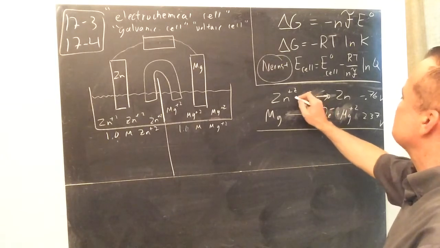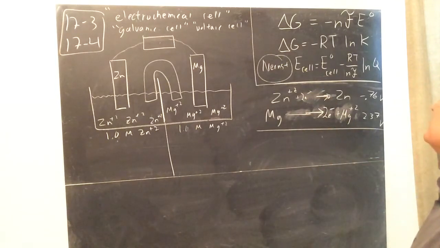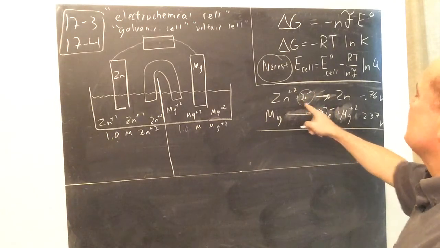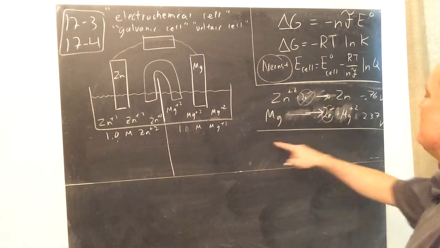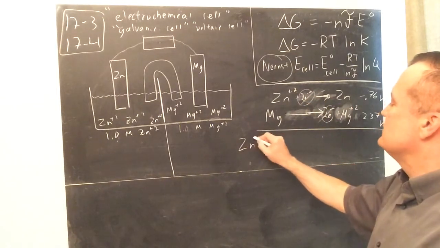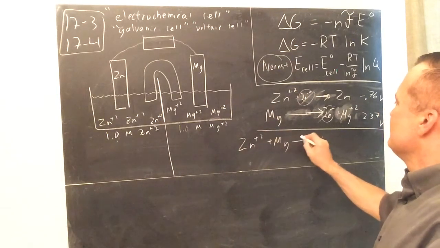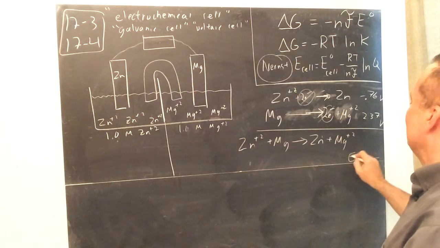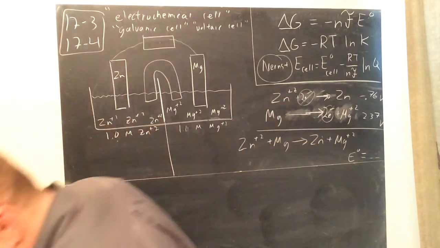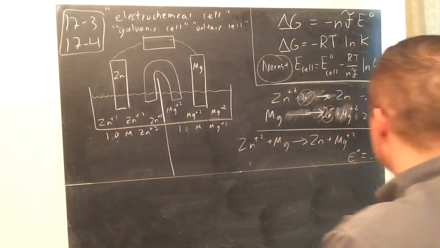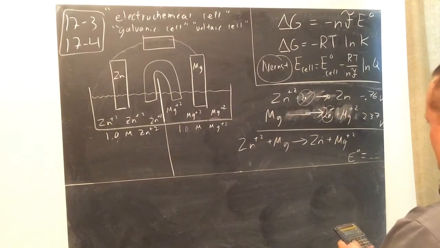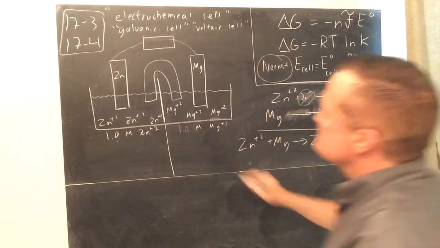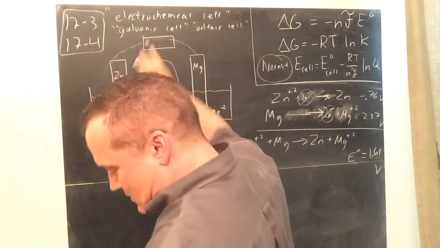So zinc plus 2 electrons. Okay, I just made a mess, but it's the same thing I had written before. I just wanted you to be clearly able to see that 2 electrons on the left, 2 electrons on the right, they're going to cancel out. Some people put them down here as well. So zinc plus 2 plus magnesium gives you zinc plus magnesium plus 2. And the E of that cell, the standard cell potential in voltage, the voltage of the standard cell is 2.37 minus 0.76, 1.61 volt. So it's a 1.61 volt battery.